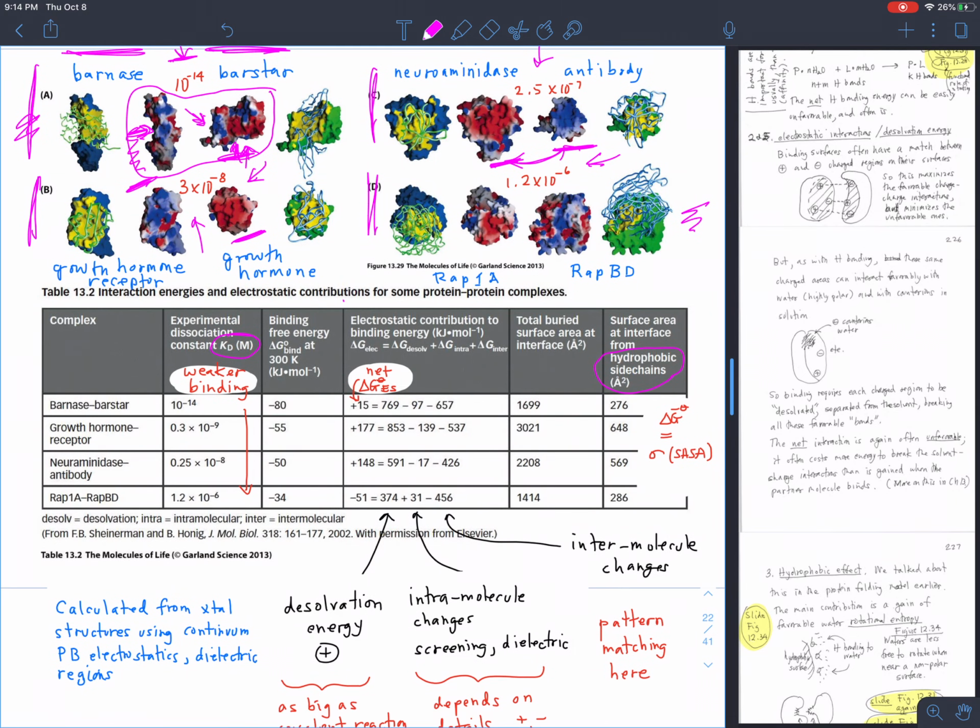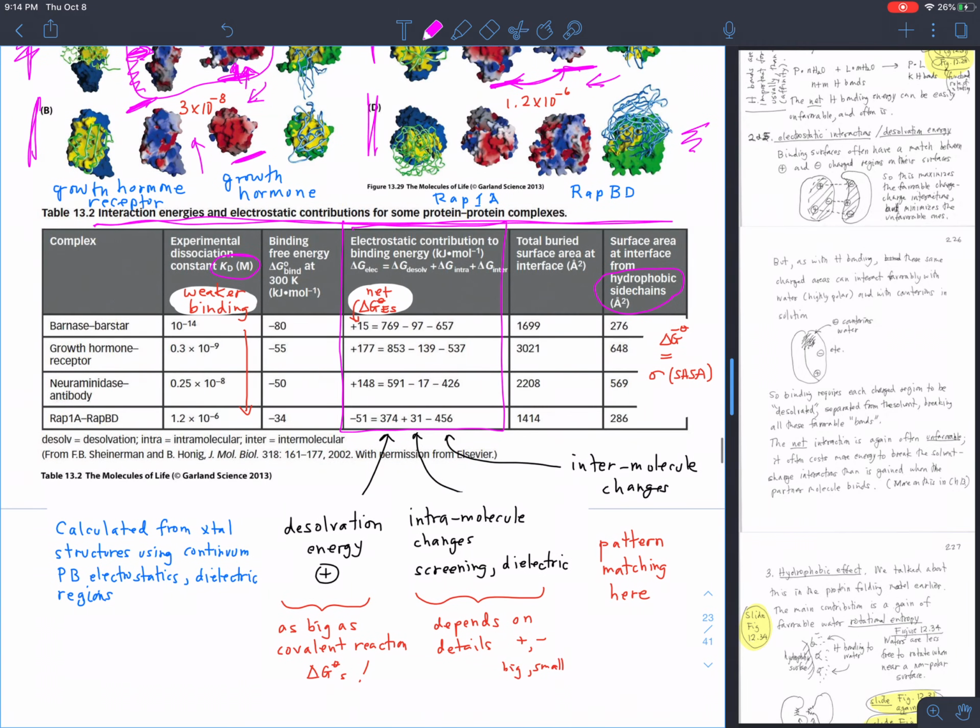Here's the actual numbers. Here are the contributions. So we're just going to look at this one column. There's more stuff here, obviously, and we're going to come back to this table later. But just looking at this one column, it has the electrostatic contributions that were calculated from crystal structures using Poisson-Boltzmann electrostatics. So these were calculated on a computer. These are not measurements. That means they're not so reliable, but it also means that we can actually get these numbers. How you would get these numbers from measurements, I don't even know.